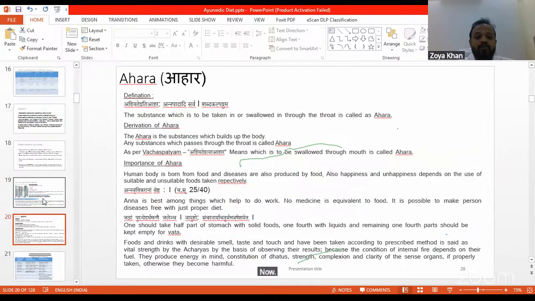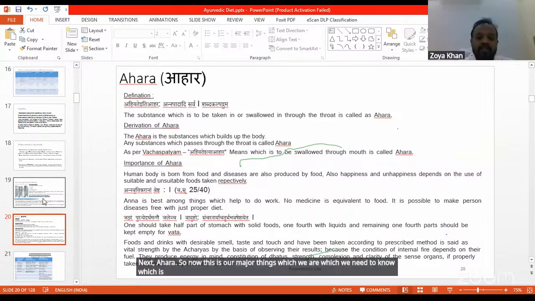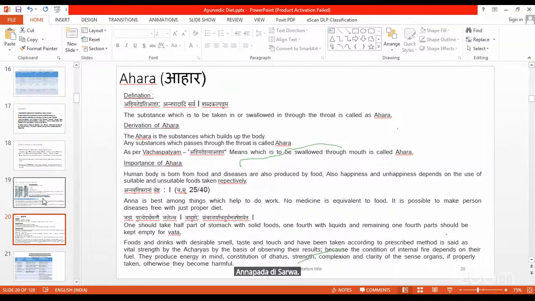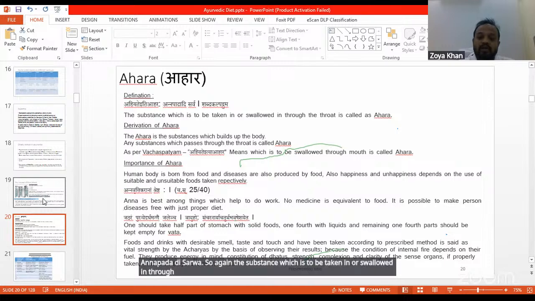Now, next, ahara. So now this is our major thing which we need to know, which is food. Ahara is nothing but food. Okay. So definition, it says ahiyate iti aharaha annapadadi sarvaha, as per Shabdakalpam Dhruvam. So again, the substance which is to be taken in or swallowed in through the throat is called as ahara.